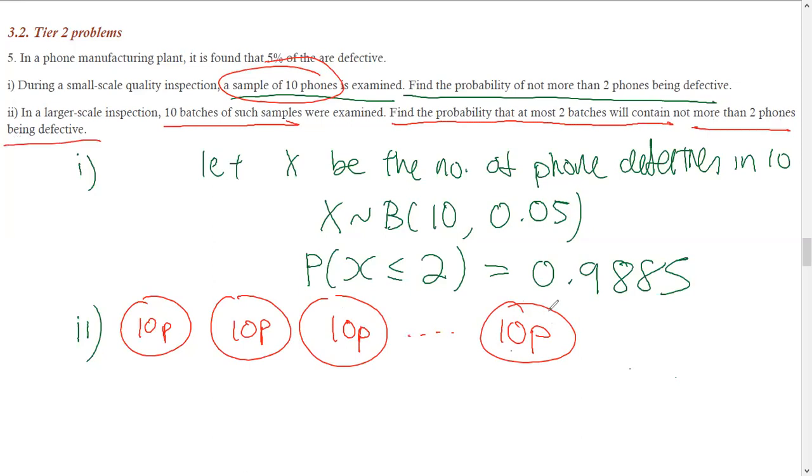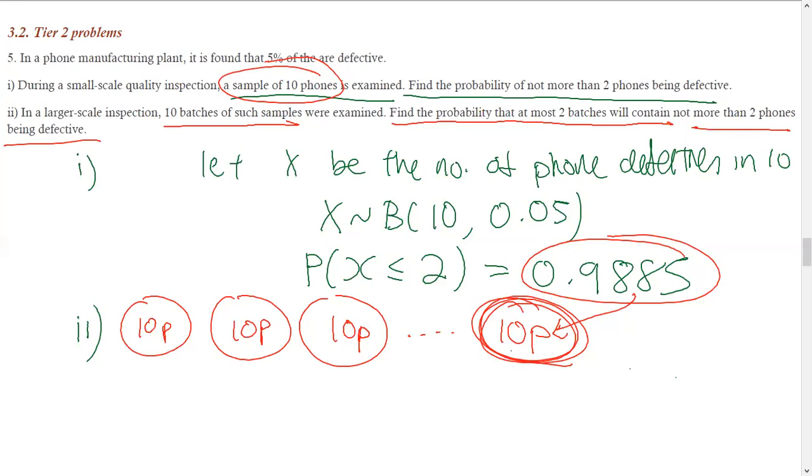Okay, within each batch of 10 phones, the probability of having no more than 2 phones defective is 0.9985. So this probability here is within each batch. Within each batch, not more than 2 phones being defective is 0.9985. So now, I want at most only 2 of such batches to have no more than 2 defects.